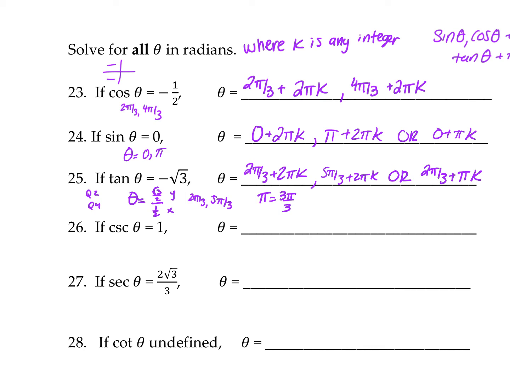Number 26, where is my sine 1? Well, that's at pi over 2. So there's only one answer for this one: pi over 2 plus 2 pi k.